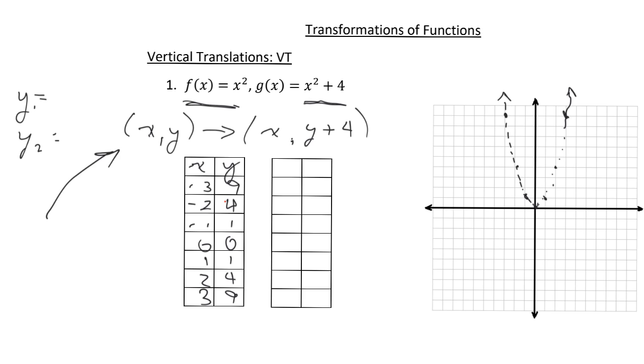So this is called a mapping rule. And the mapping rule helps us create a new table of values because it gives us a formula for what to do for x and y. So our new graph, the x values will stay the same, 1, 2, 3. And the y values have 4 added to them. And if I switch colors to sketch that graph, 1, 2, 3, 4.